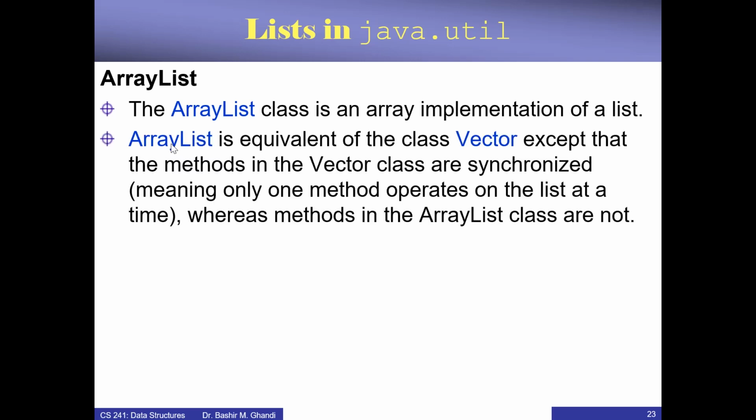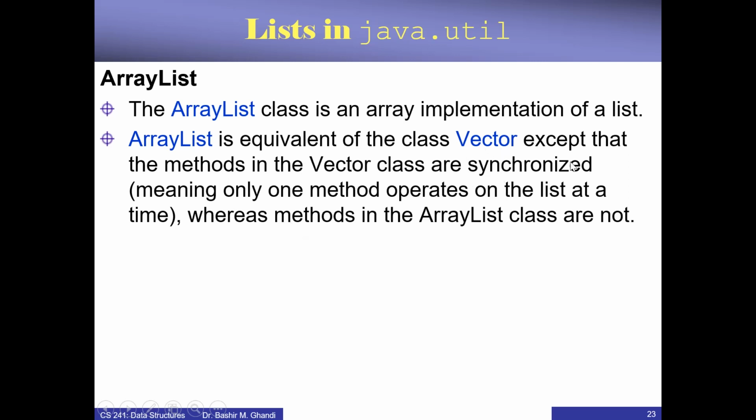But in terms of the methods, they are very similar. Apart from this, actually there's another class called vector in the same java.util, which is also like an array, with a similar set of methods. The only difference between ArrayList and vector is that one of them is synchronized and the other one is not.